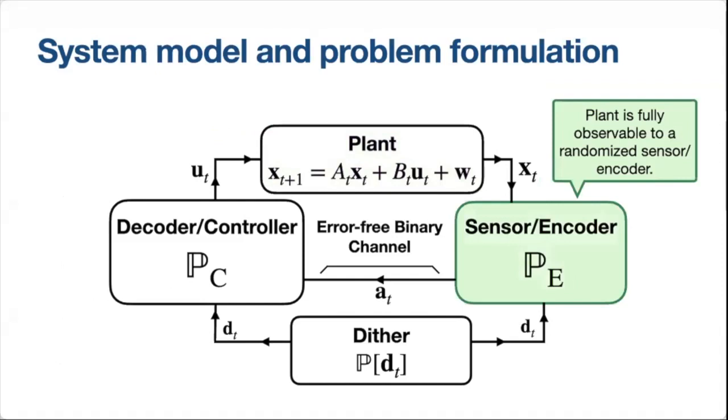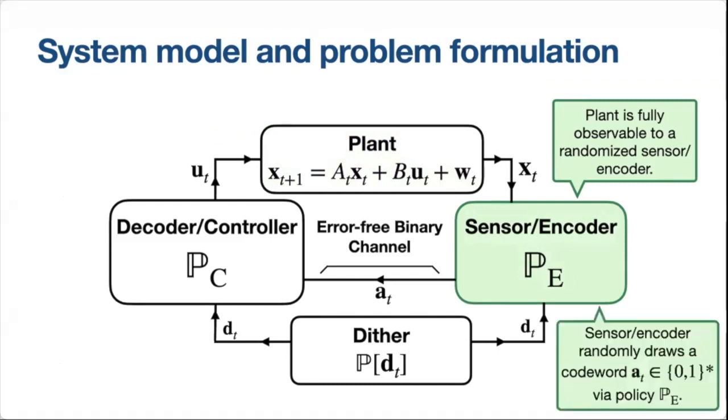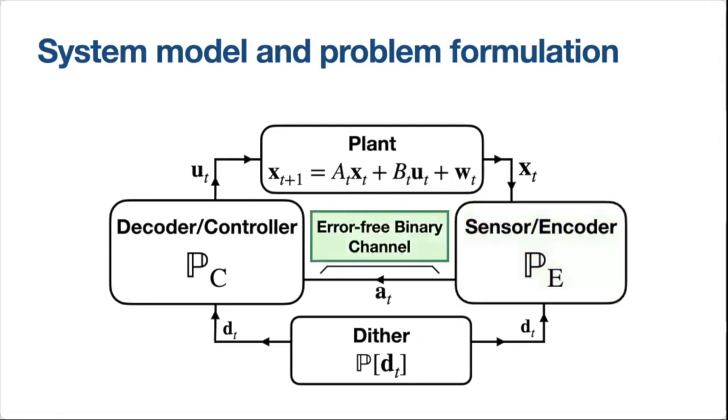We're going to assume full observability. Essentially, the sensor can make arbitrarily good measurements of the plant state. It knows x sub t directly. Then the sensor encoder can use those measurements to produce a code word or a packet via a generally randomized causal encoding policy, P_E. The code word can be drawn randomly, conditional on the encoder's past observations and transmissions. The code word, a sub t, is going to be a finite length binary string. We're going to let the length of the string vary across time.